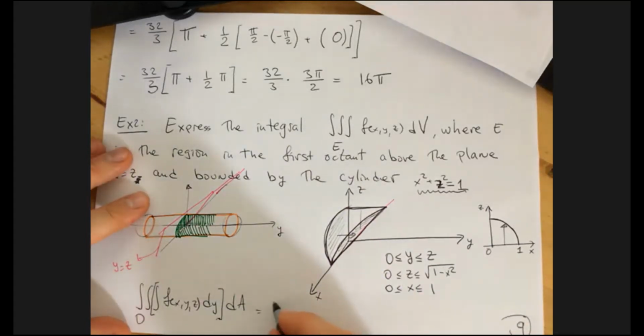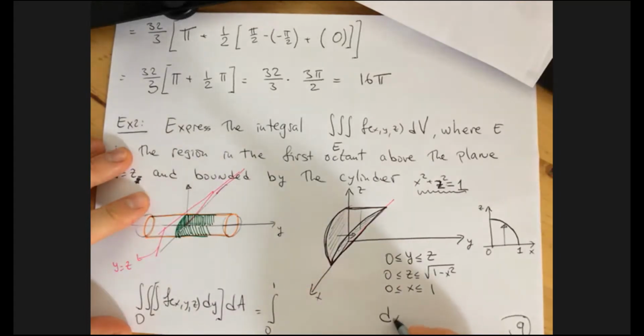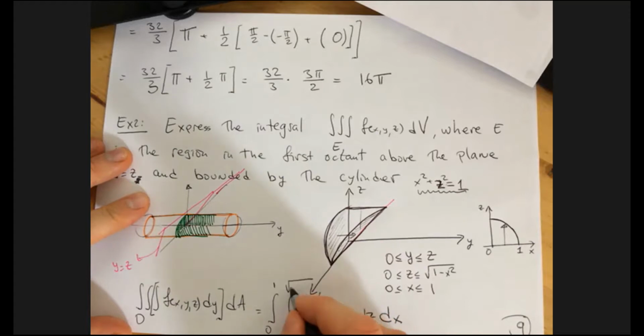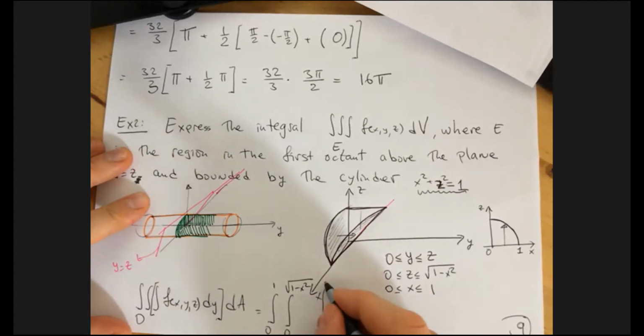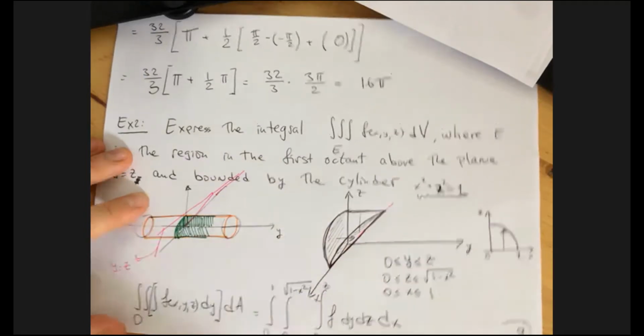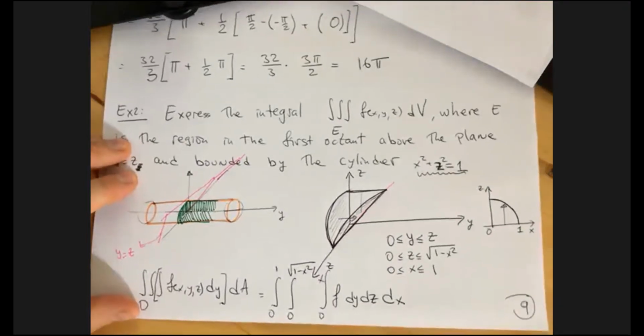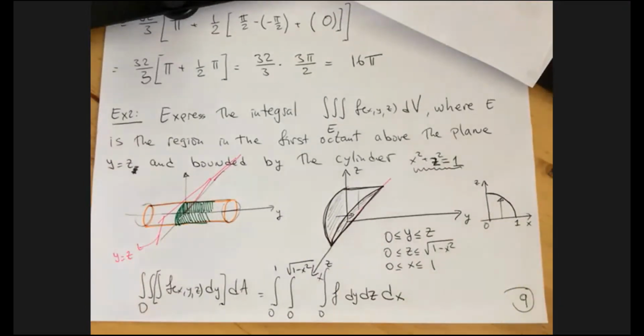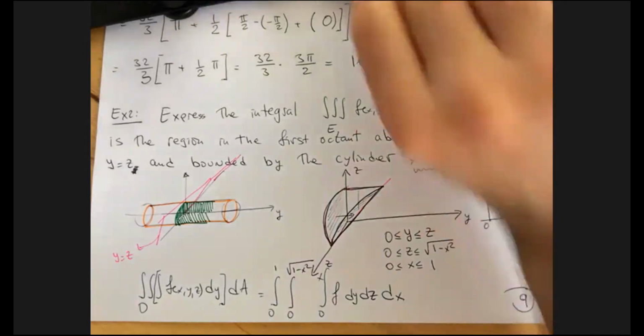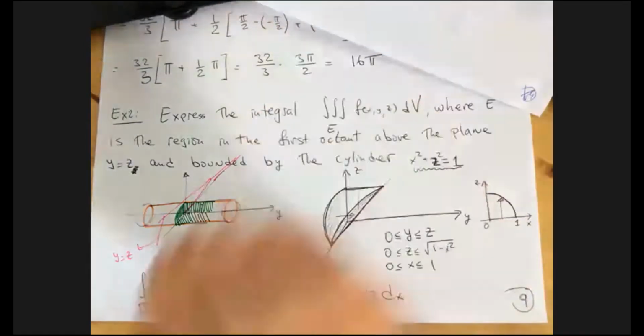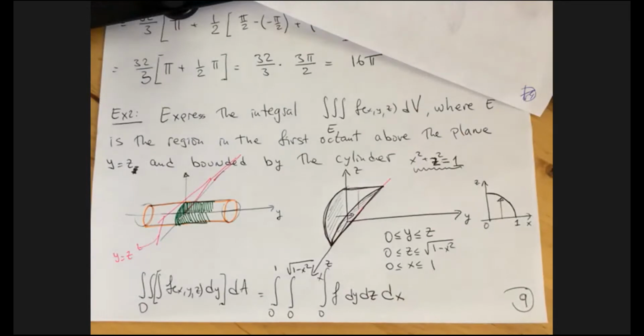So my triple integral becomes from 0 to 1 dx. Now the next one is dz, from 0 to square root of 1 minus x squared. And finally, y from 0 to z dy. And here I integrate the function f. Any questions?